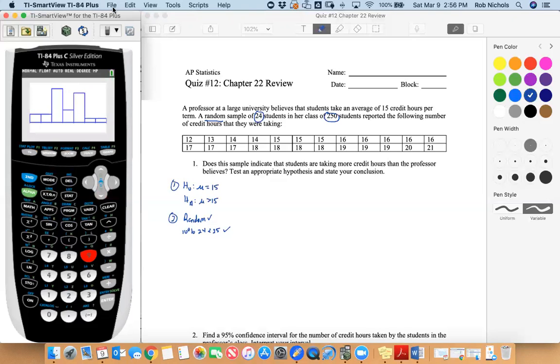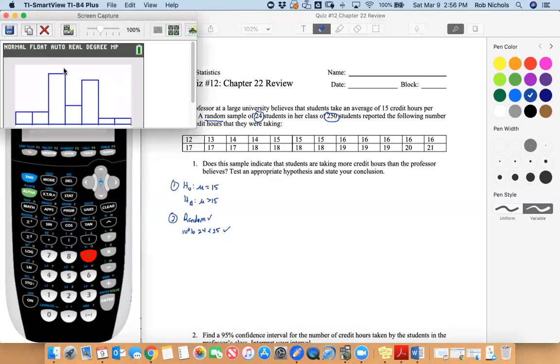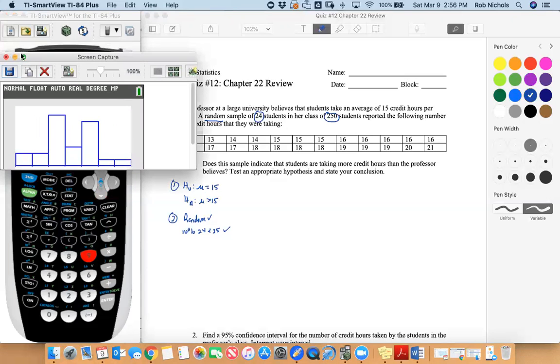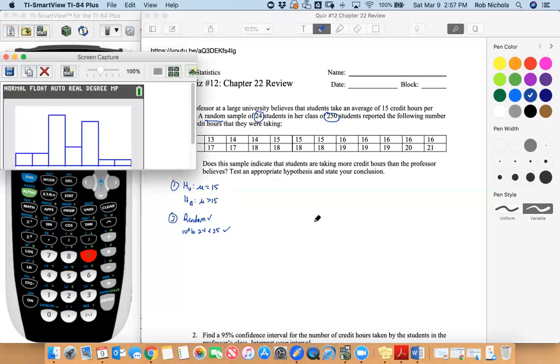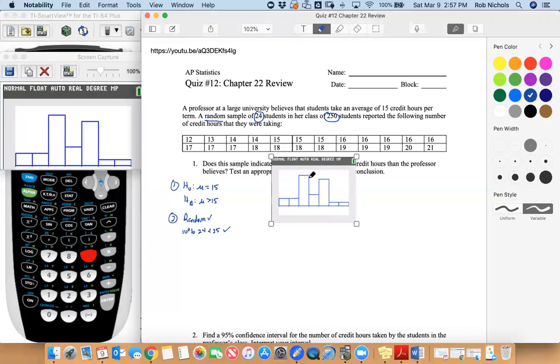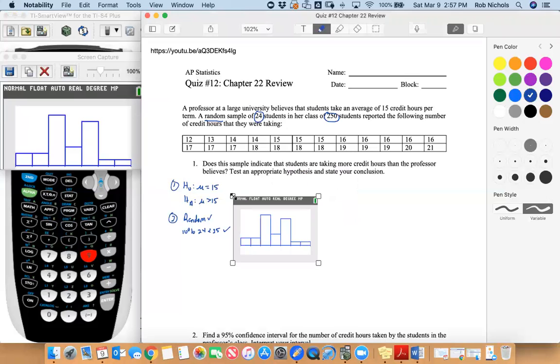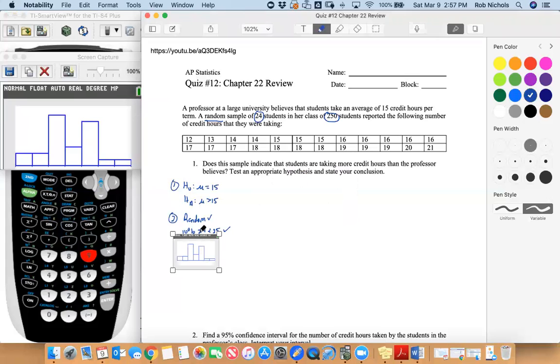I'm going to copy my screen here, copy the screenshot, and paste it in here. There we go. My nearly normal is checked. We have done my histogram, and it looks nearly normal.